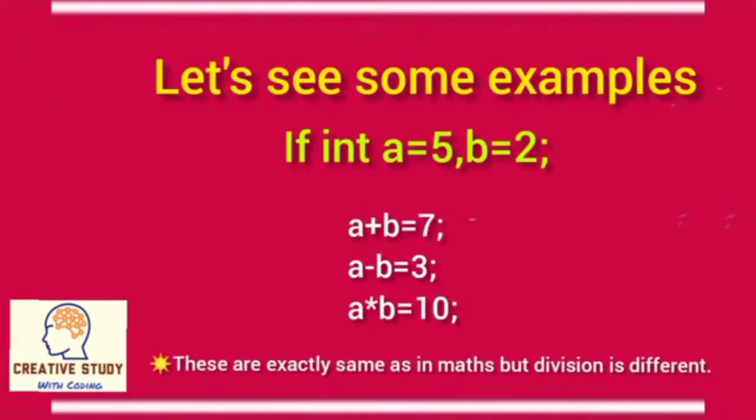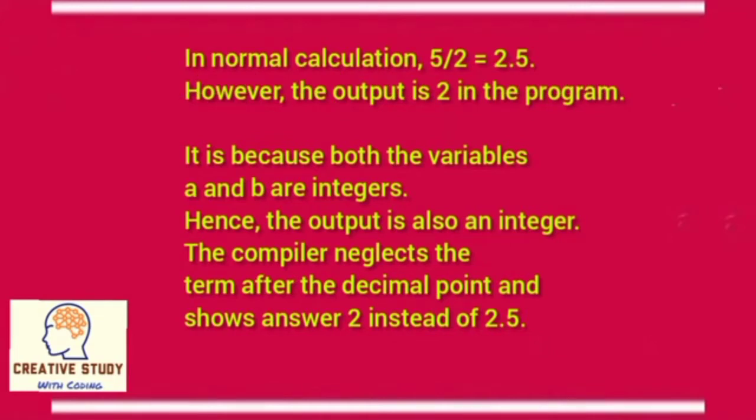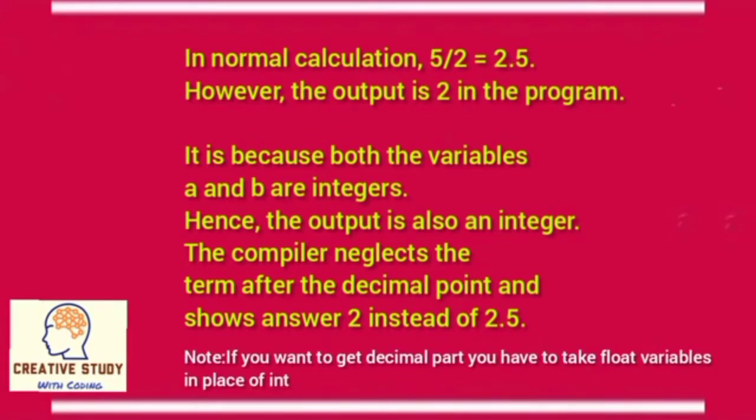Let's see some examples. If int a equal to 5 and int b equal to 2, then a plus b equals 7, a minus b equals 3, and a multiplied by b equals 10. These are exactly the same as in maths, but division is different. In normal calculation, 5 divided by 2 gives the answer 2.5. However, the output is 2 in the program.